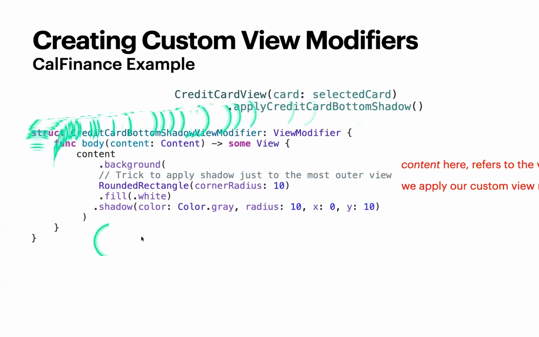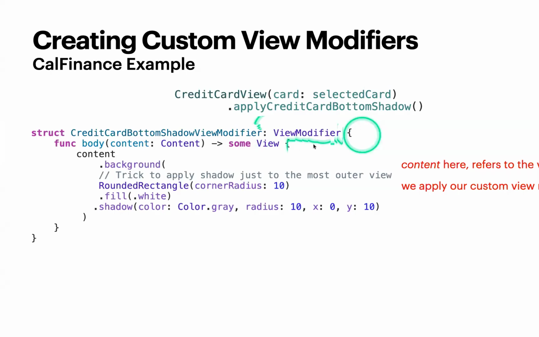So here you can see we have a struct and it's conforming to ViewModifier. ViewModifier, remember, is a protocol, and a protocol simply lists some requirements. One of the requirements is that if you want to be a view modifier, you have to implement this body function, and that returns some view. And you get this content. This content is whatever you're applying this view modifier onto. In this case, I'm applying this view modifier on this credit card view. So content is actually this credit card view. Okay. And that's what content is.